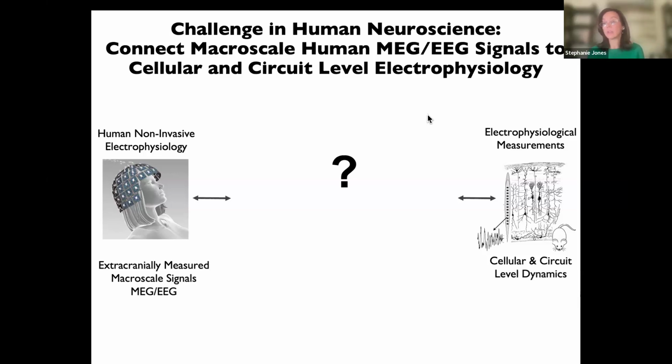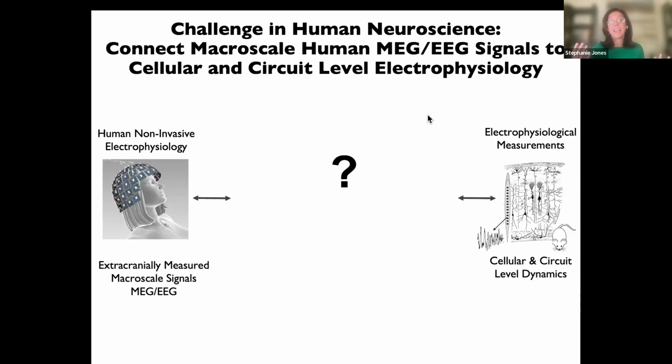And this circuit level understanding is really critical if we want to know why these signals correlate with information processing, or how to target treatments when they're disrupted in diseases with either pharmacology or non-invasive brain stimulation. And so we created a computational neural modeling technique to bridge this gap.